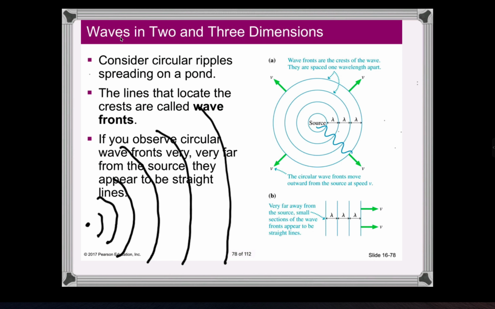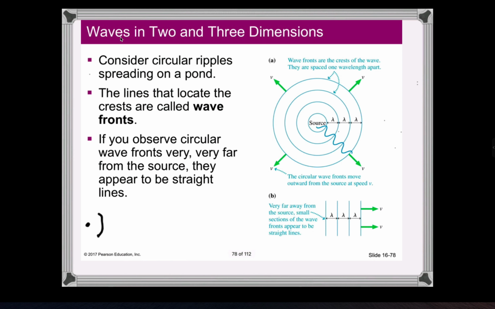So in the limit, when the source of a circular wave is very far away, we call those wavefronts a plane wave. These lines represent the crests of a plane wave propagating to the right. These lines are the crests, and the distance between those lines is the wavelength, as we said before.